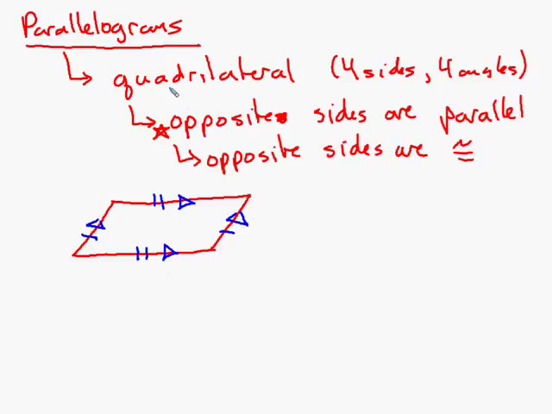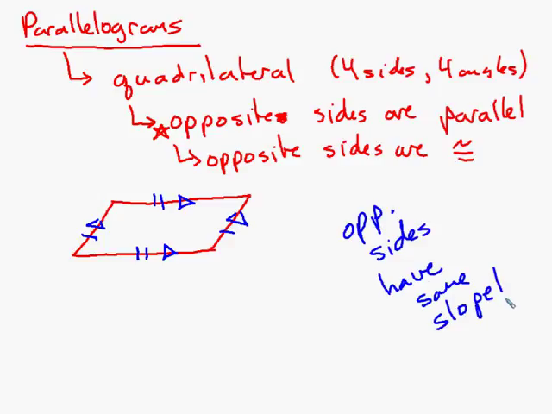So if I needed for some reason to prove that something is a parallelogram, I need to show that the opposite sides are parallel, which means they have the same slope. So the opposite sides, if we put it on graph paper, have the same slope. Well, what else could we possibly find out about a parallelogram? We have the opposite sides are congruent and they're parallel.